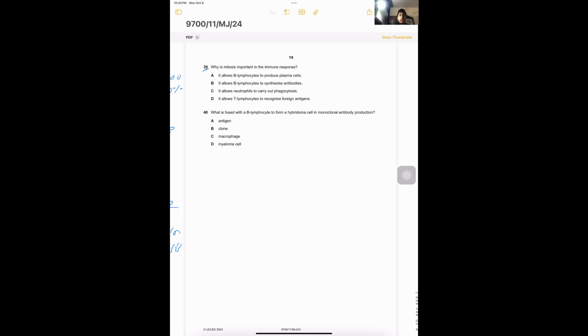Question 39. Why is mitosis important in the immune response? It allows B lymphocytes to produce plasma cells. We've got the answer in the very first option itself. It allows B lymphocytes to synthesize antibodies. Wrong. It allows neutrophils to carry out phagocytosis. Also wrong. It allows T lymphocytes to recognize foreign antigens. Wrong. It just allows for more cell division, right? It does not allow for any type of synthesis. It allows for more cell division simply, and that allows more plasma cells to be formed.